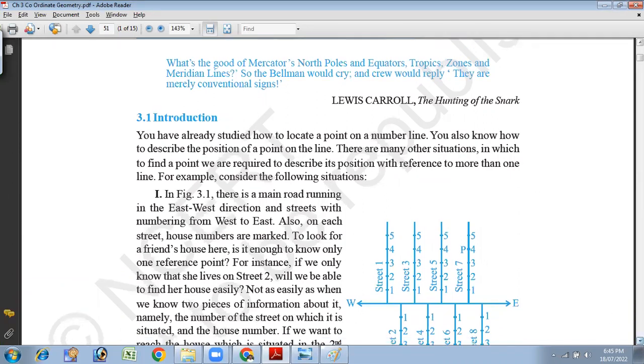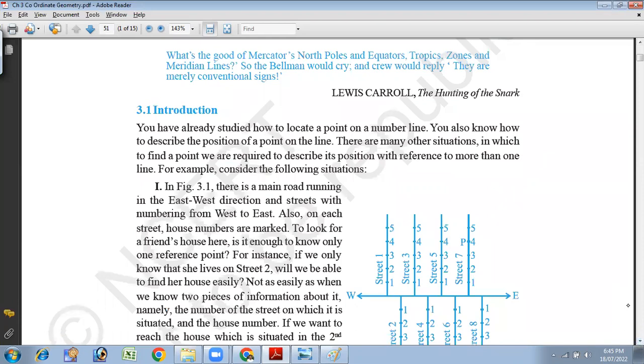We know how to indicate. Suppose I say locate -5 on the number line, you just know that -5 is on the left side of that number line. There are many other situations in which, to find a point, we are required to describe its position with reference to more than one line.